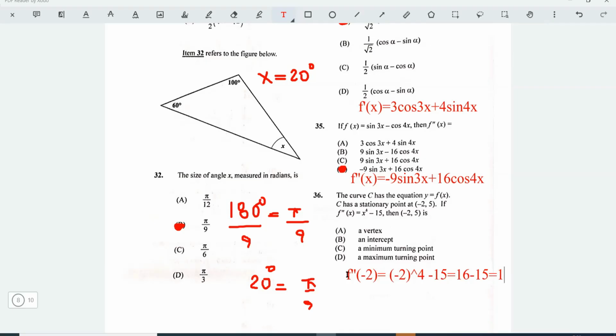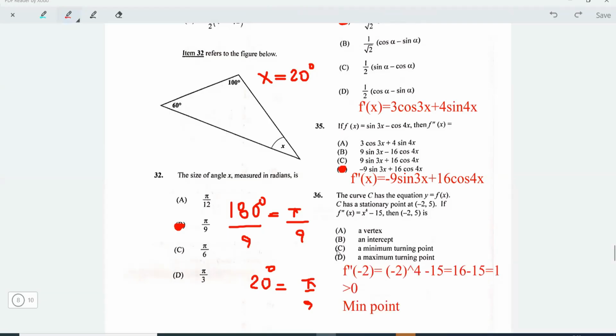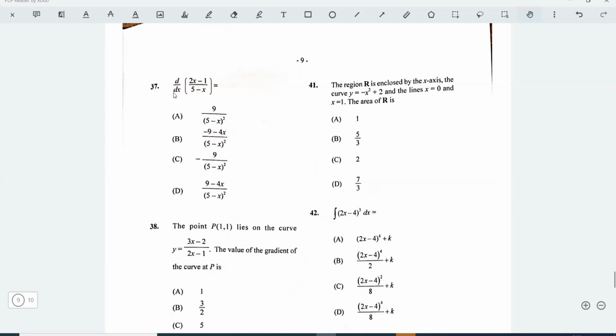And 1 is, of course, greater than 0. So that means this is a minimum point. If it's a minimum point, it's a minimum turning point. That's C. Nice.